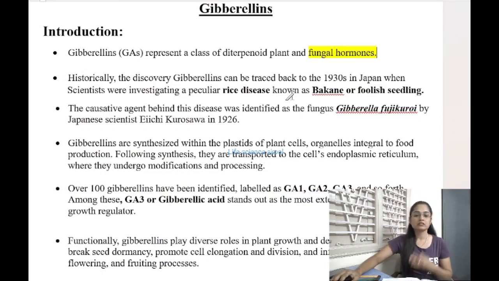And why has the rice been affected? This is because of a causative agent. The causative agent behind this disease was identified as the fungus called Gibberella fujikuroi by a Japanese scientist named Eiichi Kurosawa in 1926. The rice is like that because of the fungus. That fungus is called Gibberella fujikuroi.